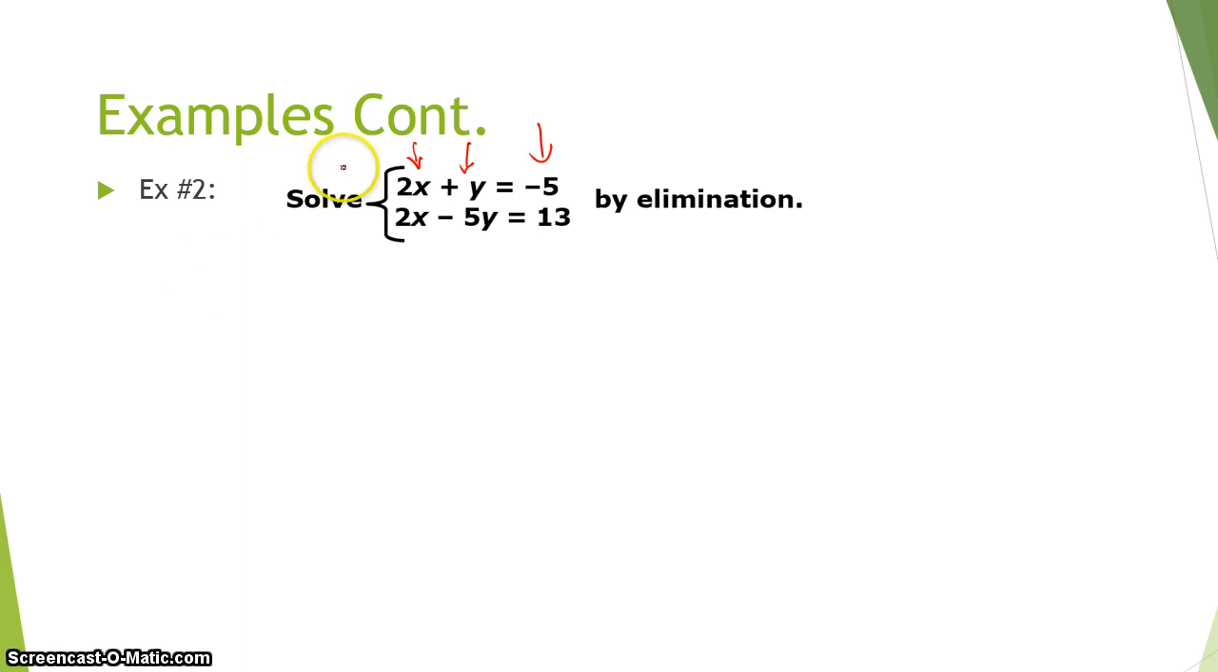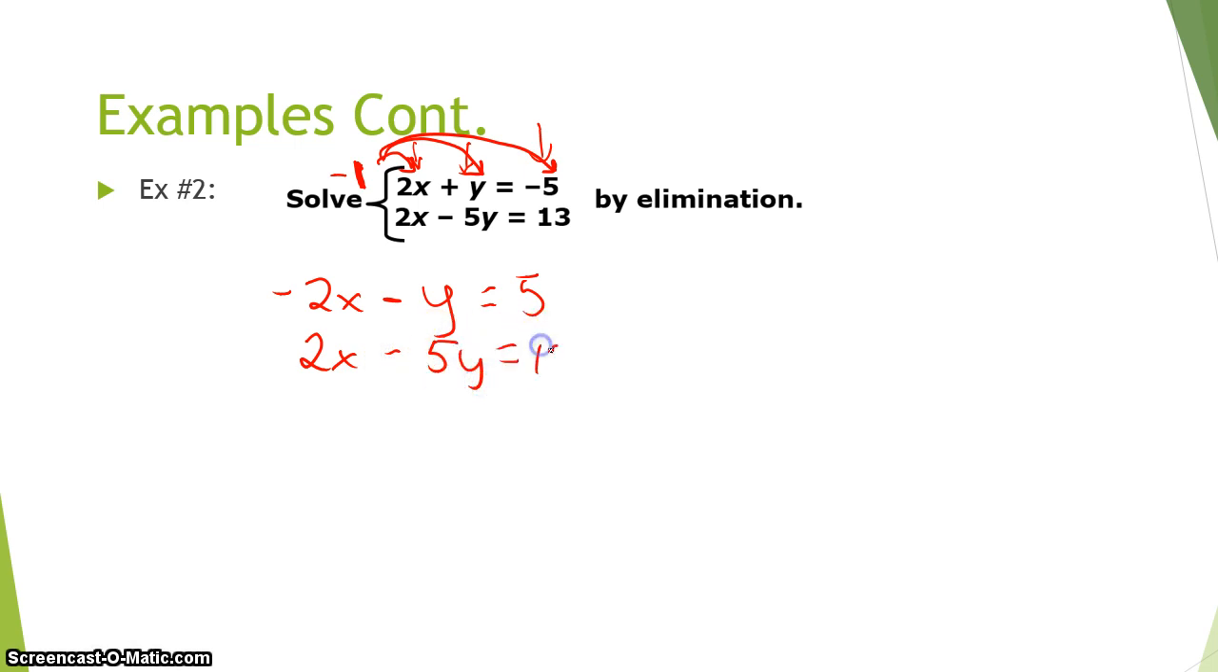I'm going to take the first equation and multiply each term by -1. So I do a distributive property type situation here. I take -1, multiply it by 2x to get -2x. Then -1 times y is going to give me -1y, or negative y. Then -1 times -5 is going to give me +5. I'm not going to multiply any value on the bottom equation because I already have a positive 2x minus 5y equals 13.